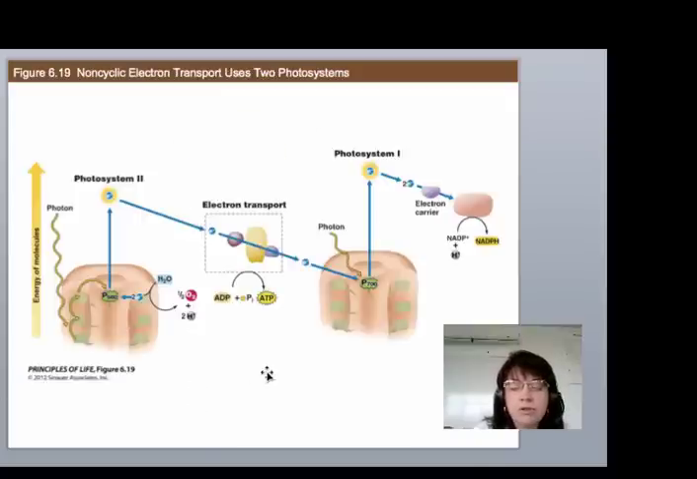So this is what happens. This is the whole deal of the light reaction. Imagine that there's a membrane here, and that this reaction center is complexed in the membrane, like I showed you a minute ago.